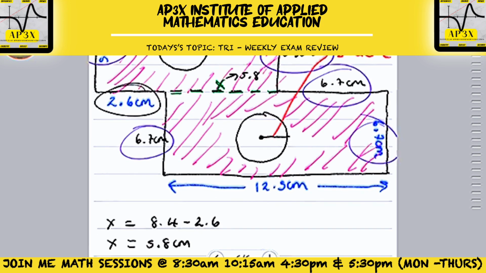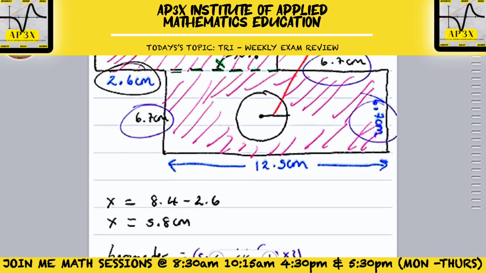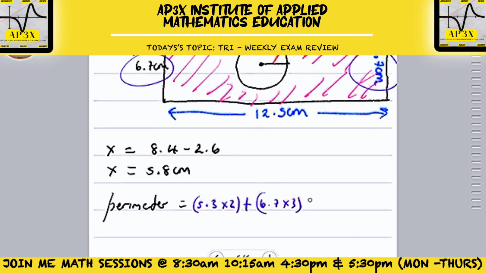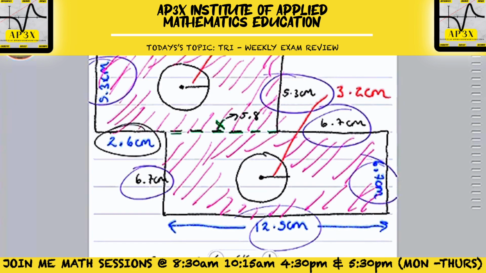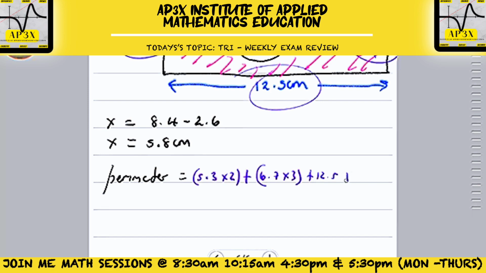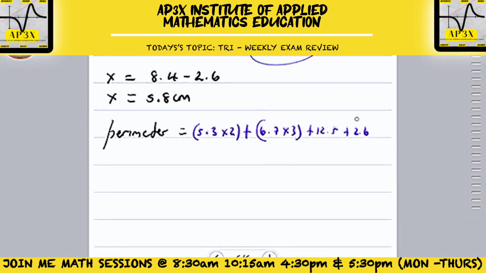Let me make that clear. Right, I think I've got it right. So 6.7 times 3, then throw in that 12.5 right down at the bottom here. Let's check. Then we have that 2.6 up top right there, and then we have that 8.4 at the top, so that's plus 8.4. I think I have everything right.